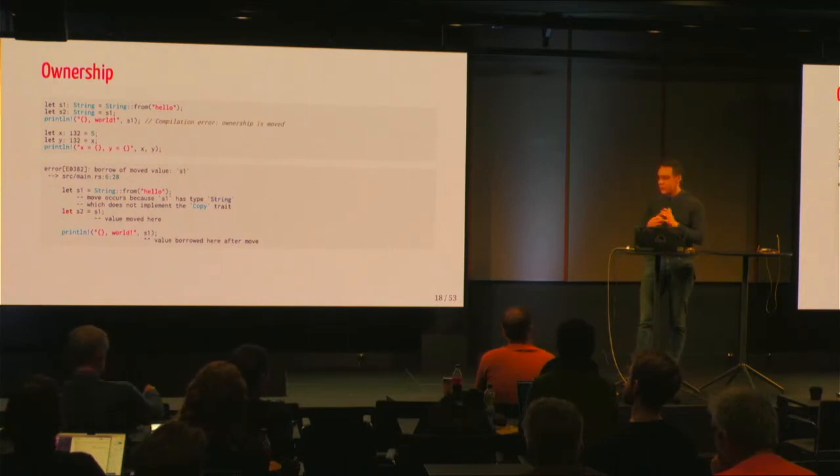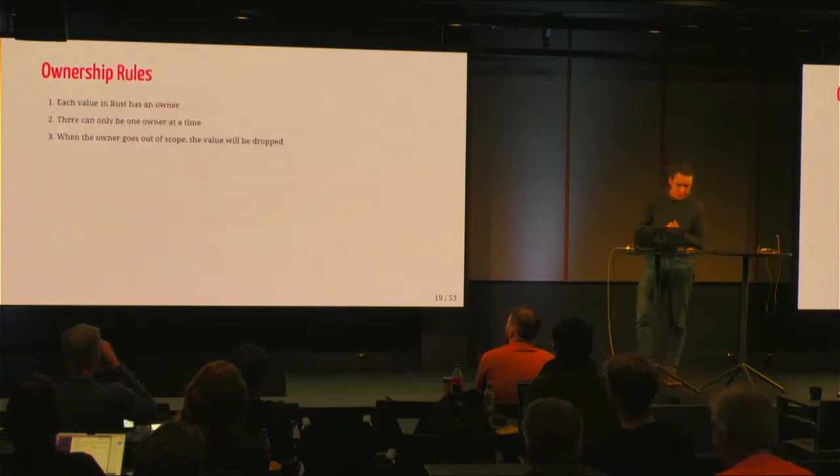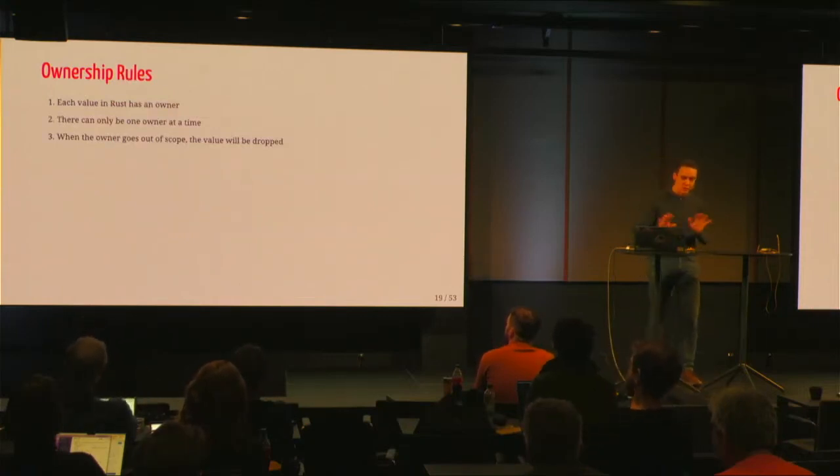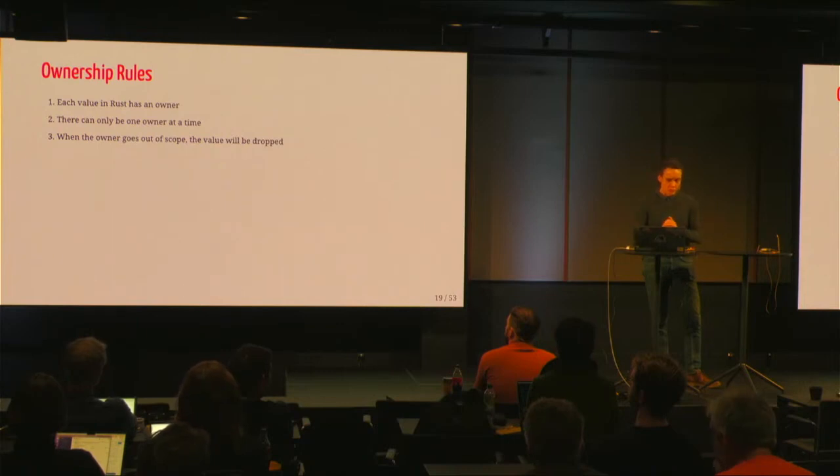So then you have the ownership part. Only one owner. And well, the rules of ownership in Rust are the following. Each value in Rust has an owner, and there can only be one owner at a time, as we saw on the previous slide. And whenever an owner goes out of scope, the value will be dropped, like deallocated from the heap. And this is the essence of ownership in Rust.